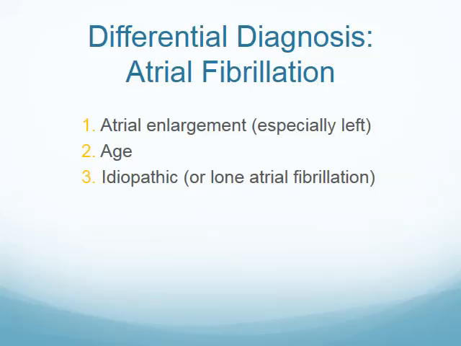Differential diagnosis for atrial fib: atrial enlargement on the left side, generally age, previous coronary artery disease, and a lot of times it is idiopathic.